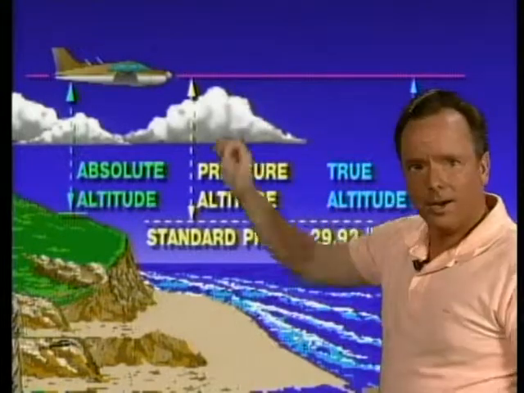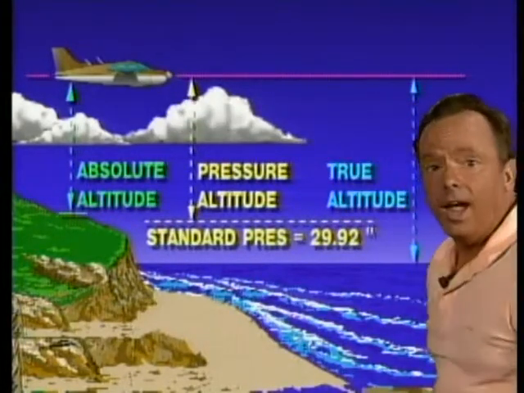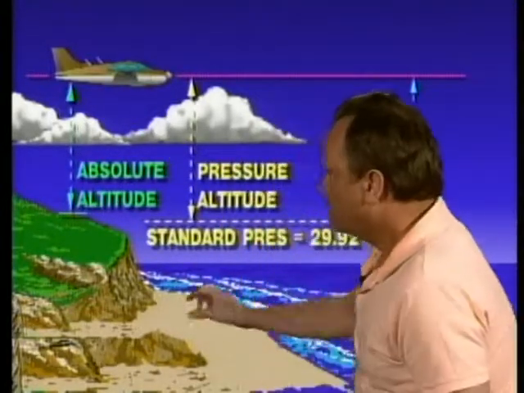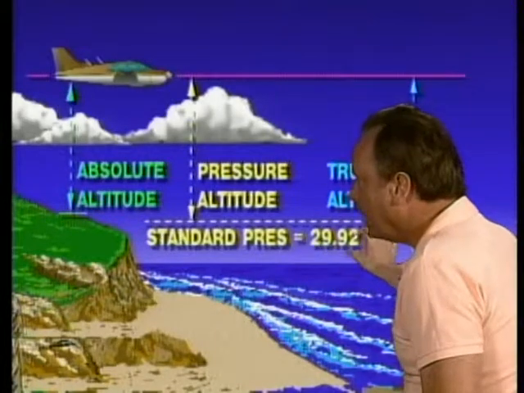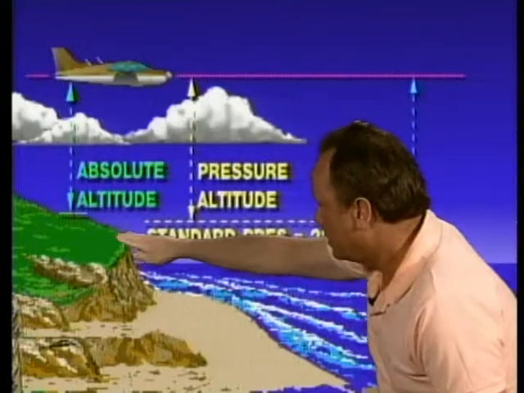First of all, indicated altitude is what your altimeter reads. True altitude is the vertical distance of the aircraft above sea level. Absolute altitude is the vertical distance of the aircraft above the surface, and pressure altitude is what you get when you put 29.92 in the setting window of the altimeter, and it tells you how far you are above the standard pressure level of 29.92. So that's what your altimeter tells you.